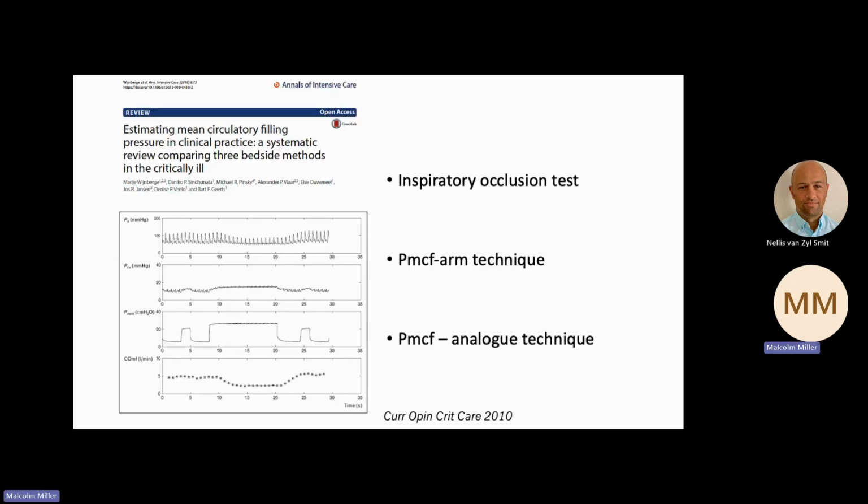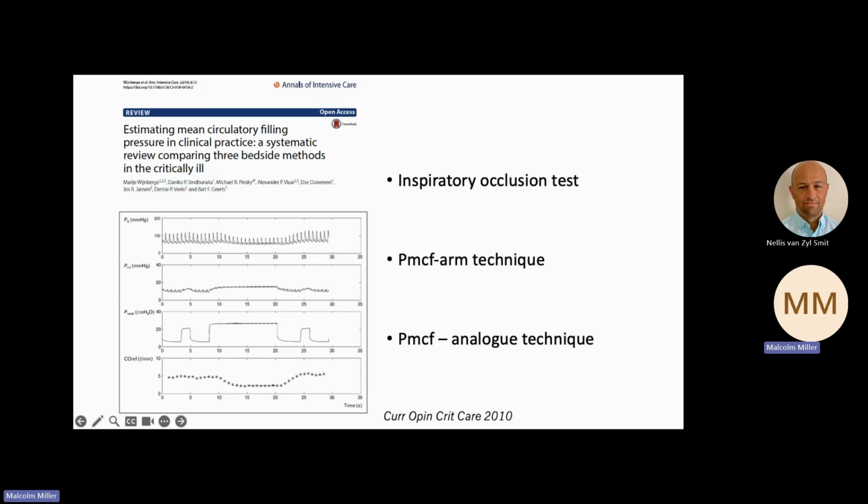The mean systemic filling pressure, or mean circulatory filling pressure, is something that we can measure. It's not important to know the value. I think it's more important to understand the physiology, and maybe measuring the right atrial pressure gives us some idea as to whether we're optimizing venous return or not.